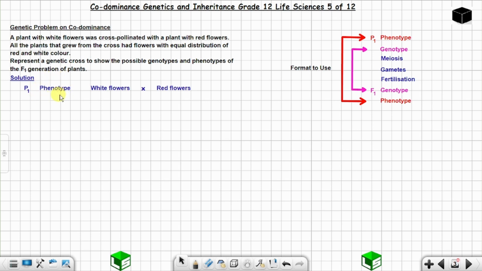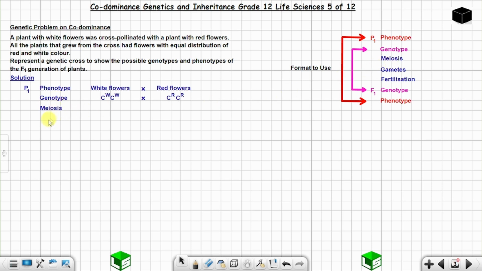Now you have the genotype, the genetic makeup. Since you are dealing with codominance, you are going to have this for white, and you cross with C with superscript R, R for red. Now you are going to have meiosis.